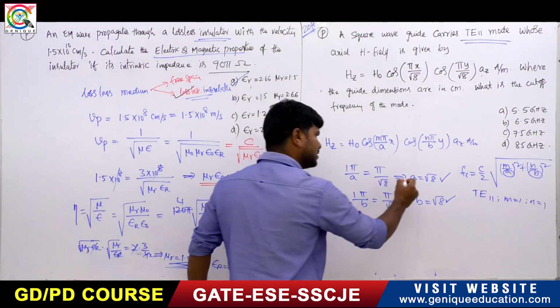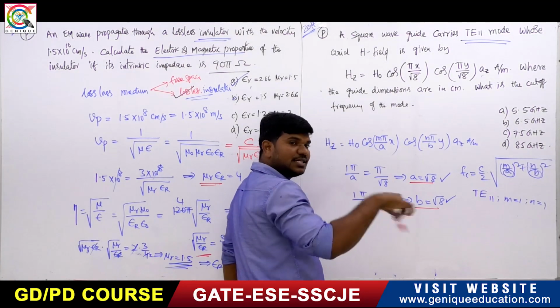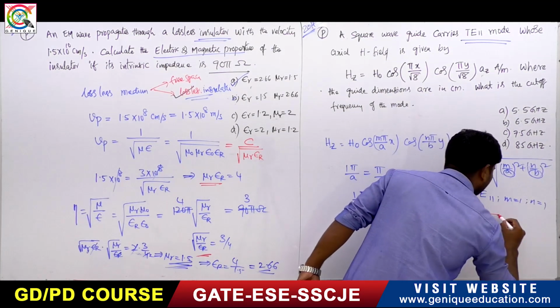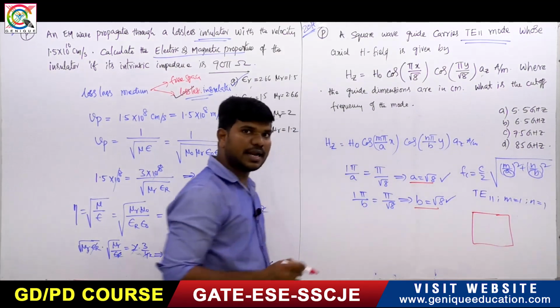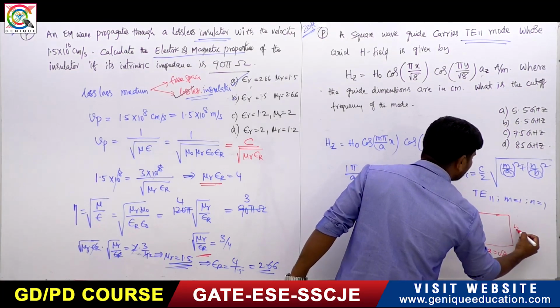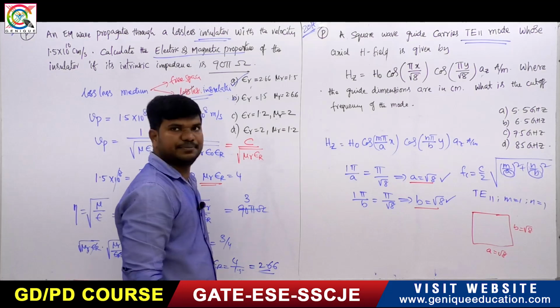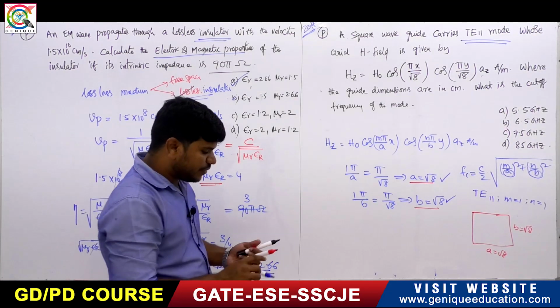So what is the meaning of this? It is a rectangular waveguide only, but it is in a square shape. Here a is equal to root 8 and b is equal to root 8, so it is a square waveguide. Right? Now what we have to find?